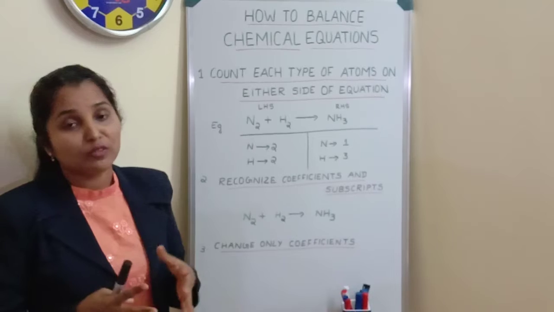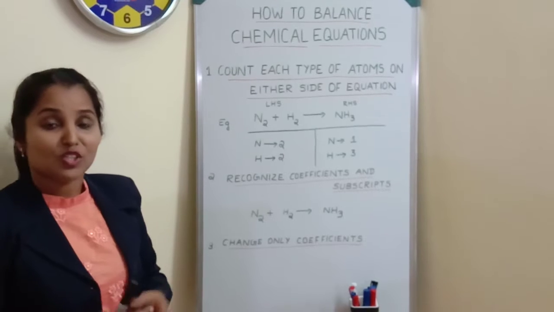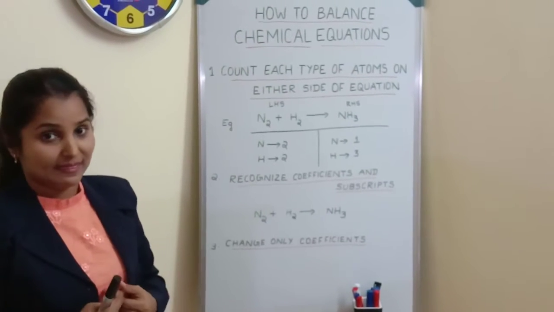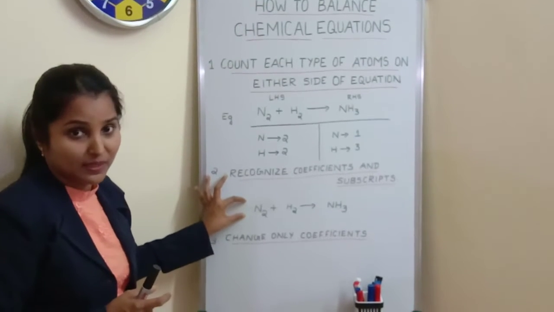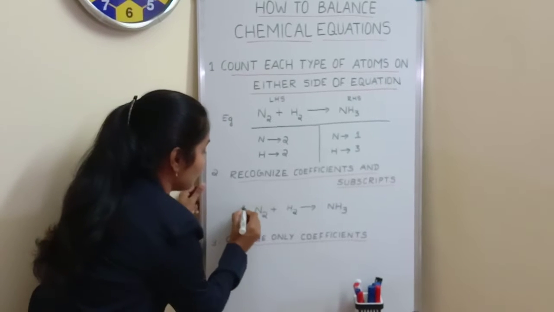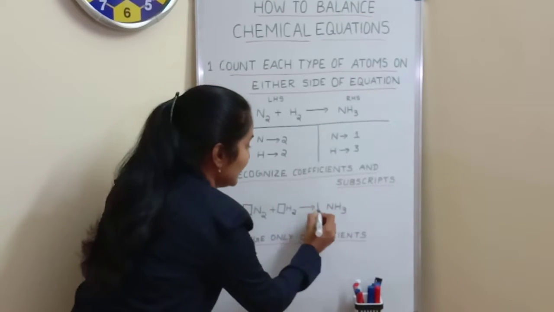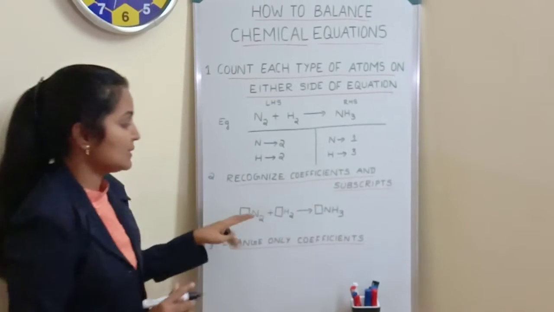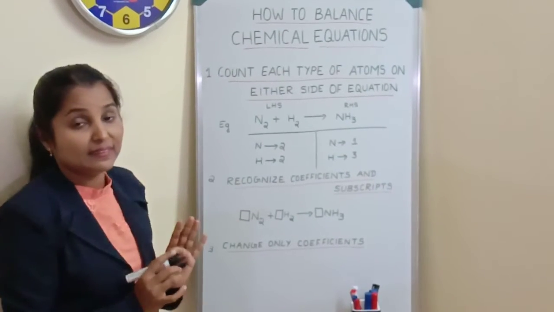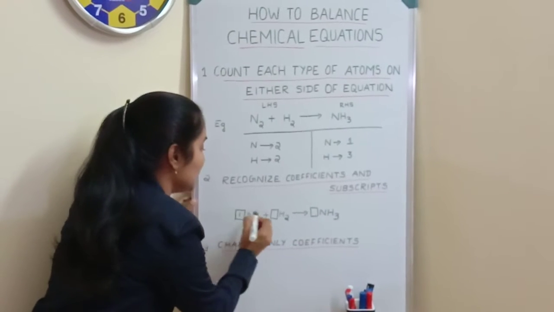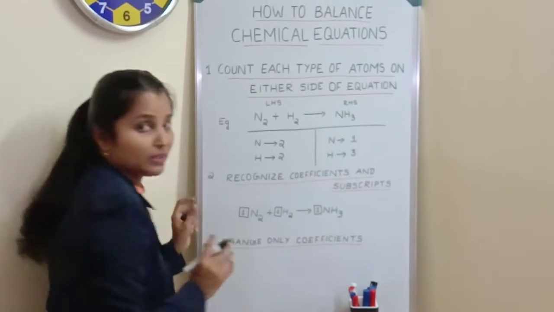Now coming to the second step, you should be able to identify the coefficients and the subscripts. So what are coefficients? Coefficients are those numbers that are present in front of the atoms. In front of each type of atom in the equation, whatever is present is known as the coefficient. If nothing is written or shown there, we should assume that the coefficient value is 1. In each such case, the coefficient value is 1. That's what we should assume.